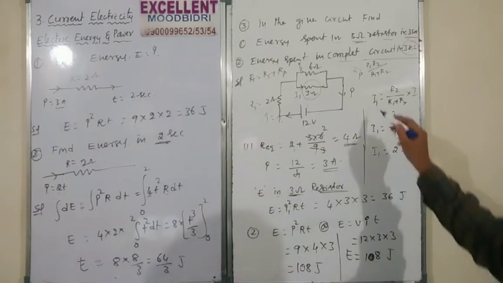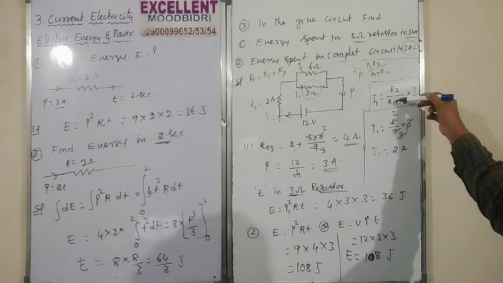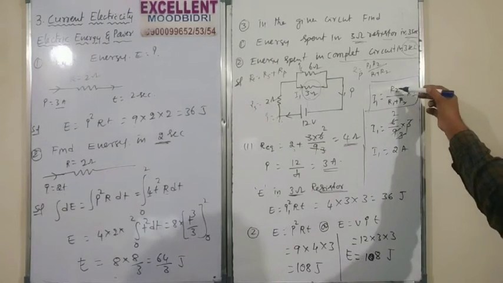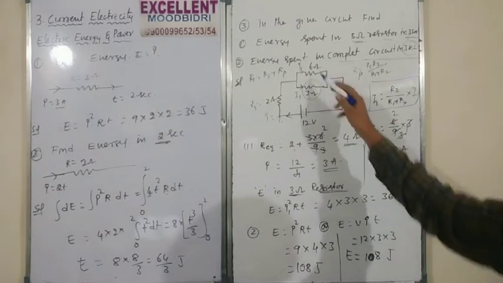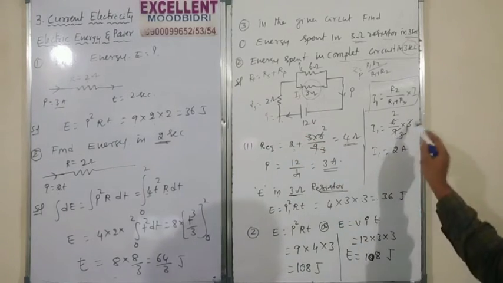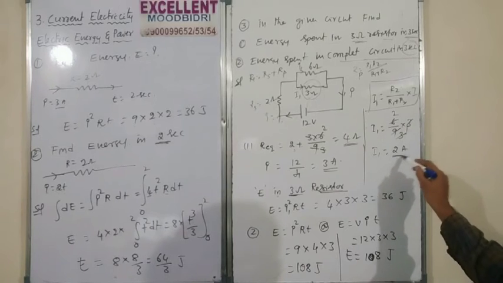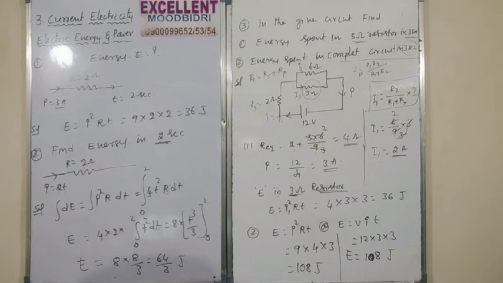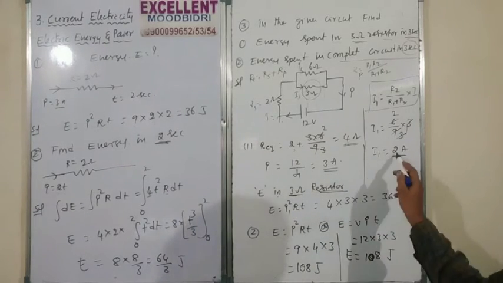For I1, what is the formula? I1 is equal to R2 by R1 plus R2 into I. R2 is equal to 6. R1 plus R2, 3 plus 6, is equal to 9. Into I, which is equal to 3 amperes. Now everything is substituted: 3 3s are 9, 3 2s are 6, 2 amperes we got. Are you clear? Then here I1 is equal to 2.